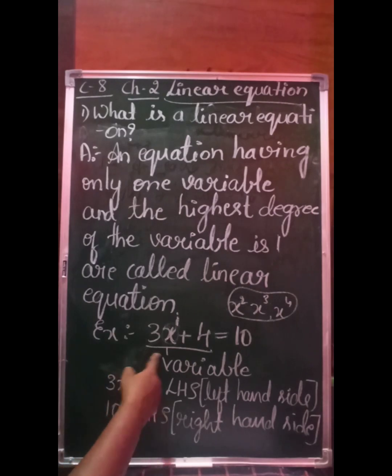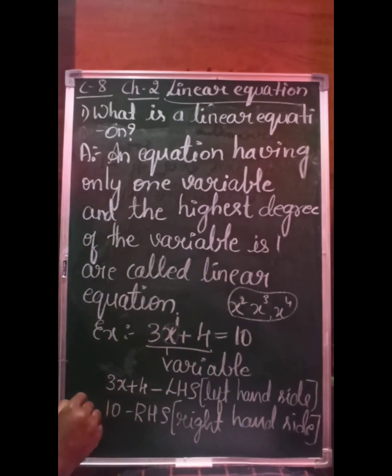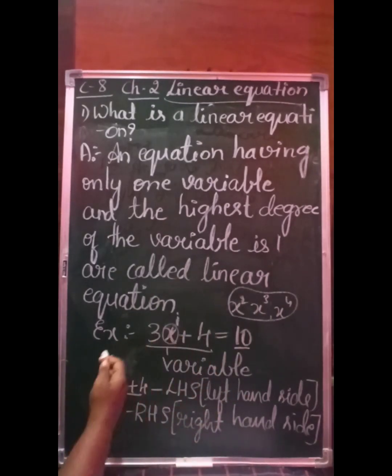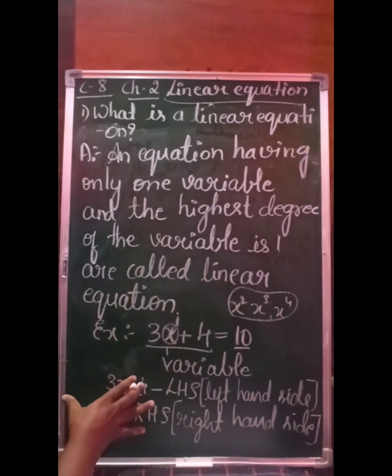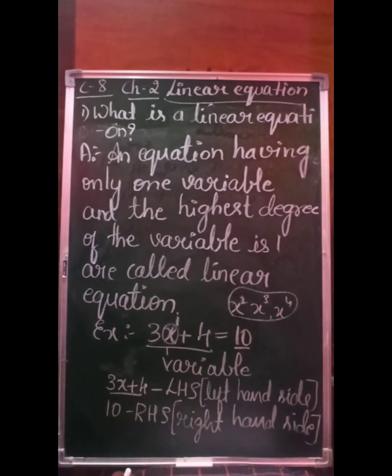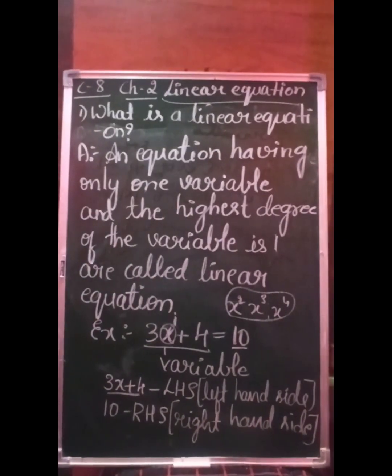So for example, consider 3x plus 4 equals 10. So x is the variable in this equation. 3x plus 4 is on the left hand side and 10 is on the right hand side. What is on the left of the equality sign is considered the left hand side, and what is on the right you should consider as the right hand side. This is another definition you need to know.